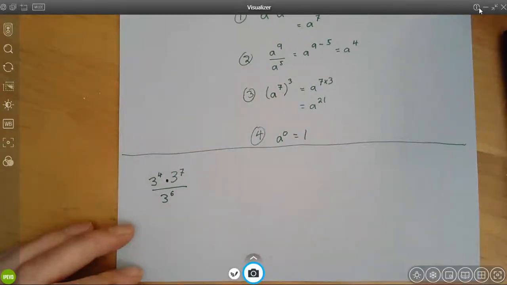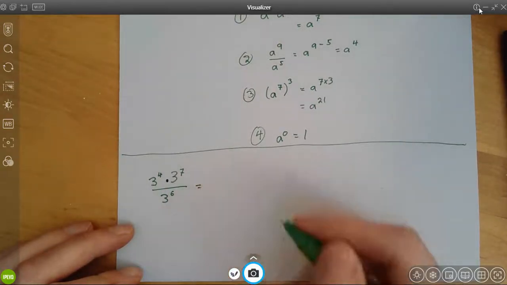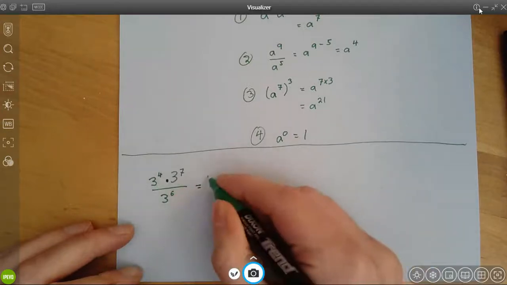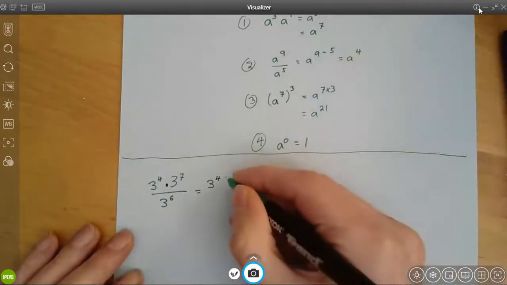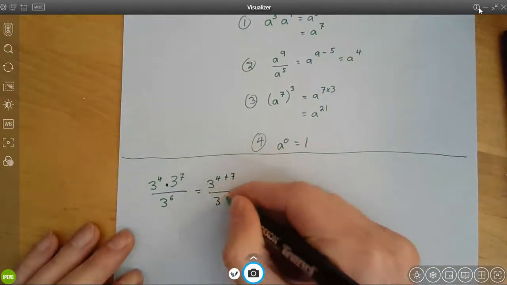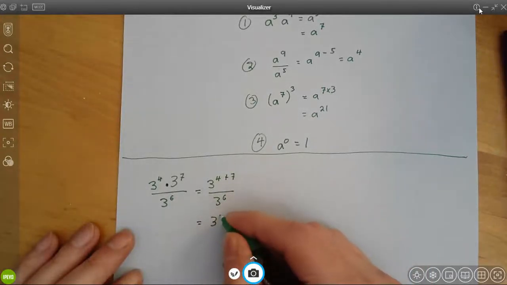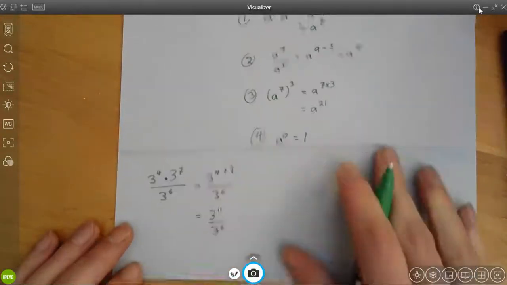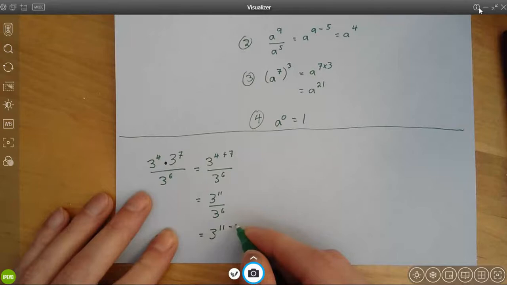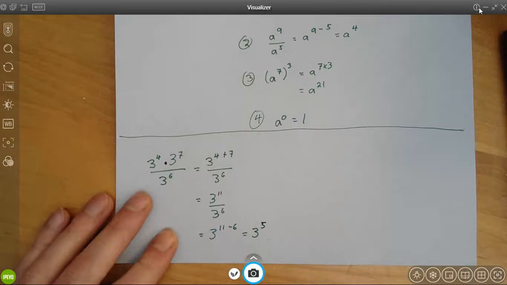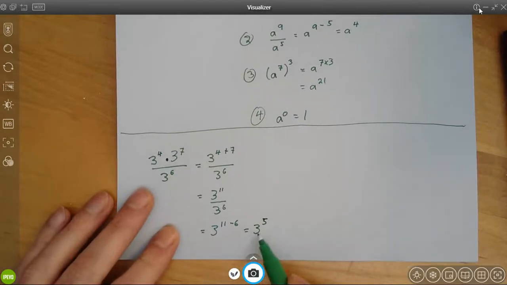So if I ask you to simplify to a single power, I just want to write this with 1 base and 1 exponent. Right now I've got 3 powers. So we're just going to follow our order of operations. So I'll simplify the top. I'm multiplying powers with the same base, so I'm going to use exponent rule number 1. I'm going to add those exponents. So 3 to the 4 plus 7 is 3 to the 11 divided by 3 to the 6. And now I'm dividing powers with the same base. So I'm going to subtract the exponents, and my final answer would be 3 to the 5th. So when I say write as a single power, you would leave your answer at 3 to the 5th.